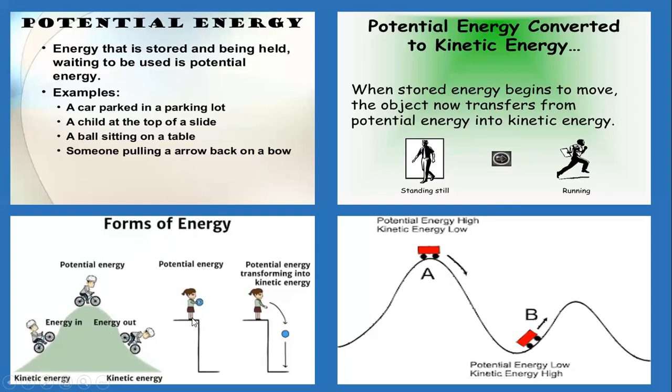When the girl is standing at the top holding a ball, the ball has potential energy. Then potential energy is transferred into kinetic. When she throws the ball, the ball is moving. So the potential energy in the ball and the hand of the girl is transferred into the ball, and the ball is moving. This energy is called kinetic energy. Same like this. Here is the potential energy. When it goes down and moves, it changes into kinetic energy.